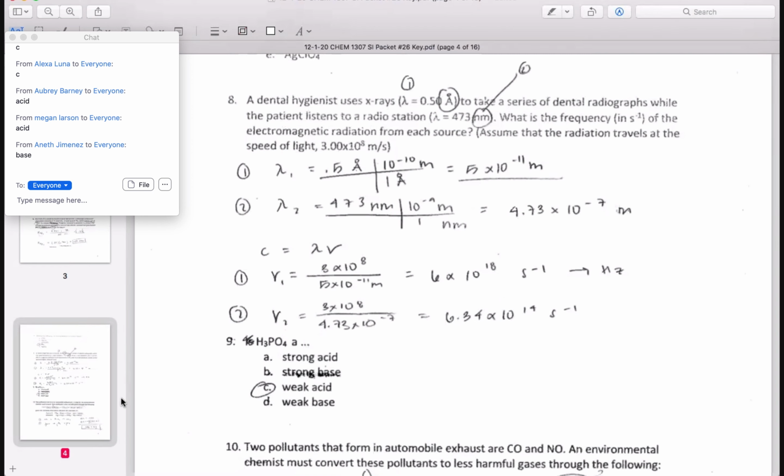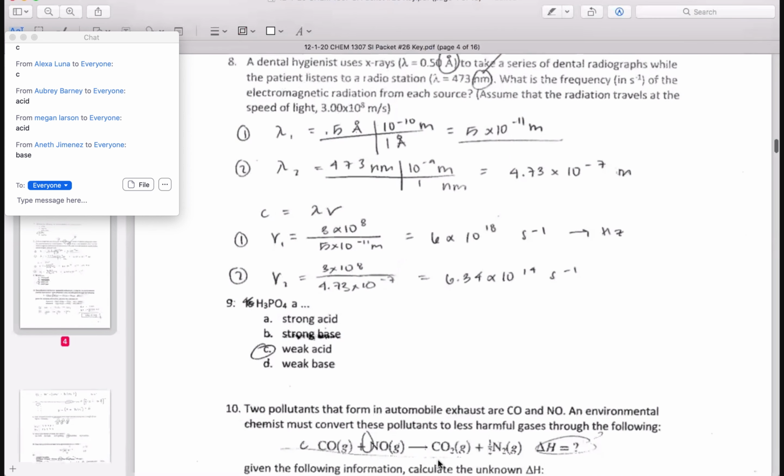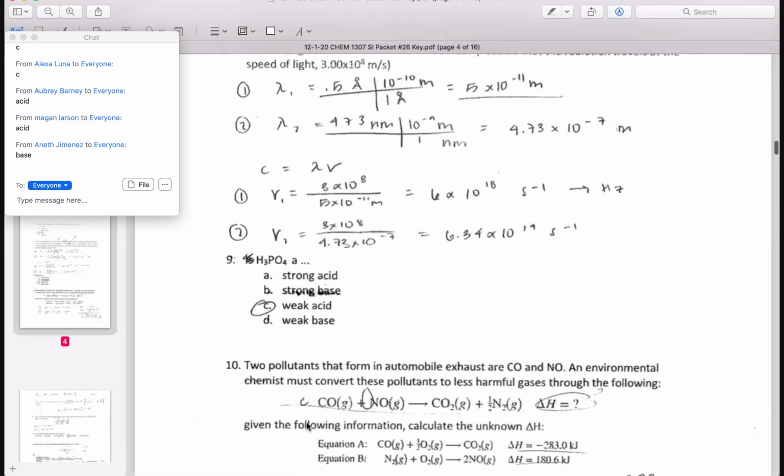So two pollutants that form in an automobile exhaust are, or first, does anyone have any questions on that? Sorry. Okay, so two pollutants that form in an automobile exhaust are CO and NO, and environmental chemists must convert these pollutants to less harmful gases through the following equation. And then, given the following information, calculate the delta H. So this is kind of like a Hess's law problem. Yeah, it does make chemistry really, really challenging to memorize everything they give you. Okay, so yeah, go ahead and do this problem. When y'all are done, let me know.